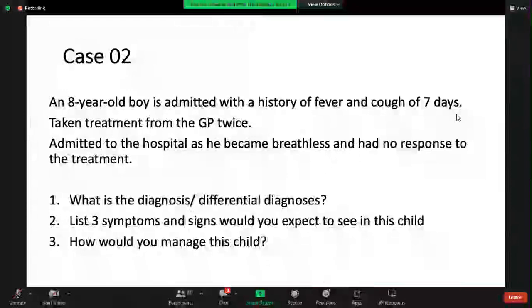So this could be, since it's 7 days, it can be a bronchopneumonia, madam, or lobar pneumonia. All right. So list 3 symptoms and signs you would expect to see in this child.